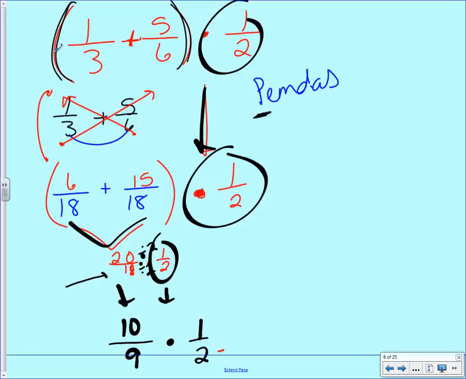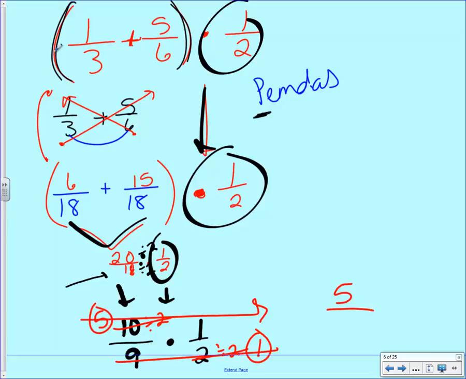I do instantly see though that I can divide and simplify here. Remember in the diagonal when you simplify you've got to divide by the same number, so 2 goes into 2 1 time and 2 goes into 10 5 times. So now I'm going to multiply straight across the top, and 5 times 1 is 5, straight across the bottom 9 times 1 is 9, and so 5/9 is my final answer for this problem.